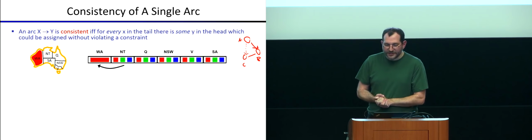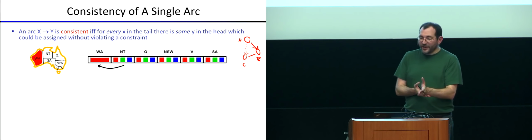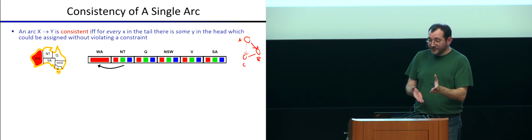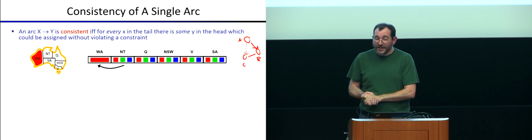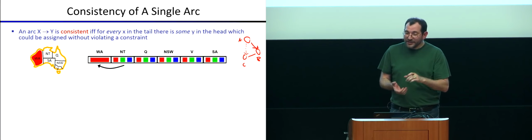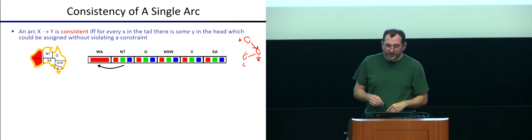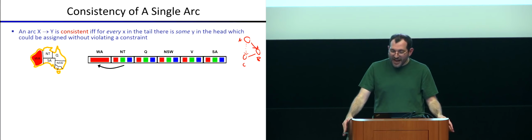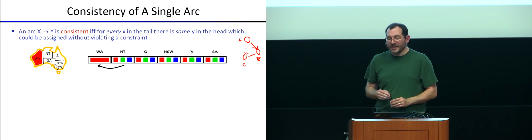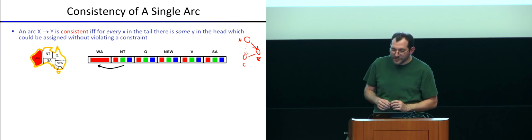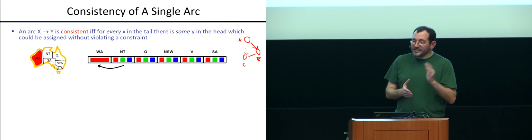We could look here and we could say, all right, Western Australia here is assigned. It's assigned to red. The Northern Territory is not assigned, but I can still look at the two of them and check if this arc is consistent. All right? So let's do it. We have to ask the question. We check everything in the tail. So we look at the Northern Territory and we say, is there anything in your domain, even though it's unassigned, is there anything in your remaining domain which would have no continuation into the head?